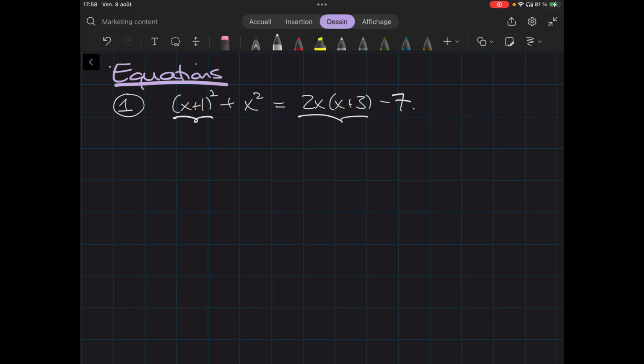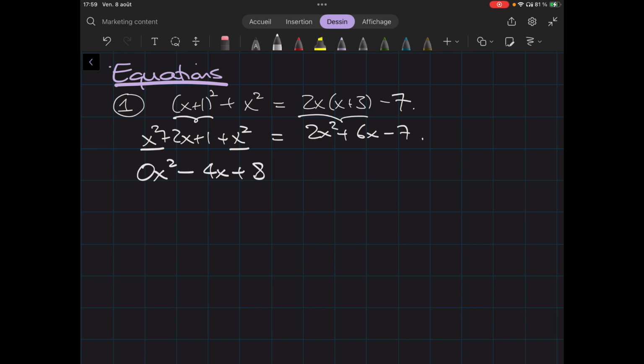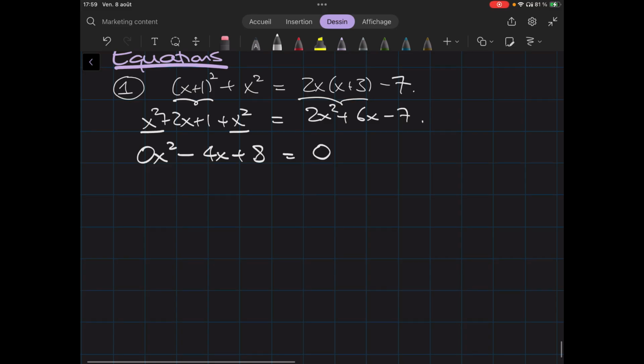Let's expand all the terms and we shall see if anything simplifies. Expanding the left hand side, expanding the right hand side. Left hand side, we have 2x squared. If we isolate all the terms, we will get 0x squared minus 4x plus 8 is equal to 0. So therefore, 4x is equal to 8, or x is equal to 2.